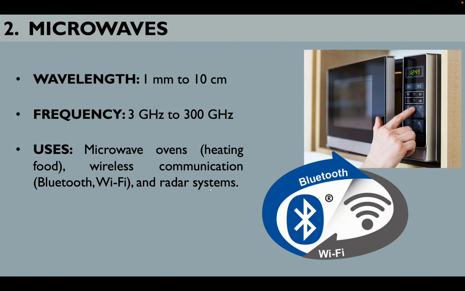So, second one is what we call the microwaves. So, microwaves, as for the wavelength, it is from 1 millimeter to 10 centimeters. Now, for the frequency, we have from 3 gigahertz to 300 gigahertz. And also the uses for microwaves is what we commonly call the microwave ovens. So I think all of us are very familiar with that. We have the wireless communication, which is we have the Bluetooth and the Wi-Fi, and also radar systems. So the microwaves are also widely used in cooking and communication. So also in telecommunications, they are essential for transmitting data and signals over short distances. So that is microwaves.